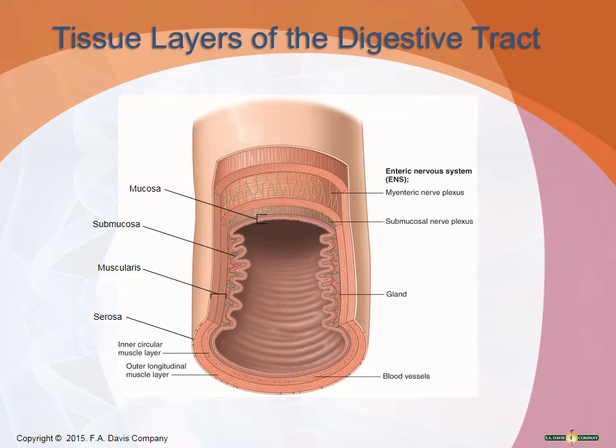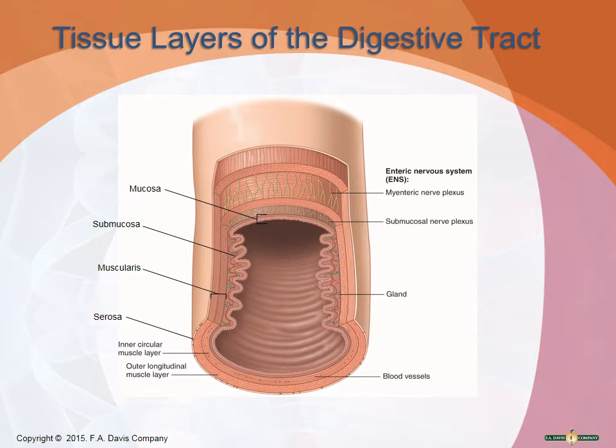If we look at the tube that goes throughout the whole GI system, we see a number of layers. Looking at this slide, starting with innermost, we'll talk about the mucosa, and then the submucosa, the muscularis, and then the serosa. Talk about it in that order.